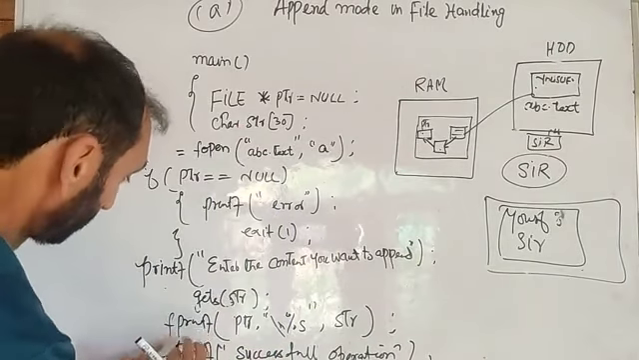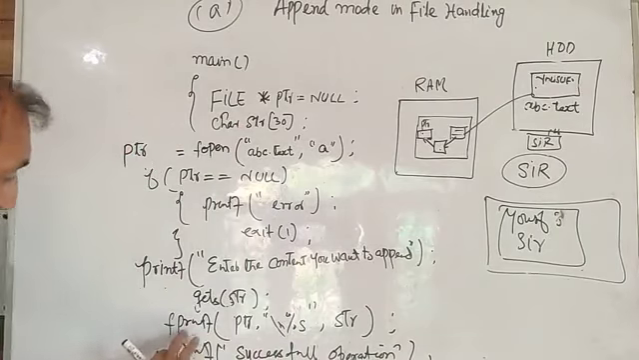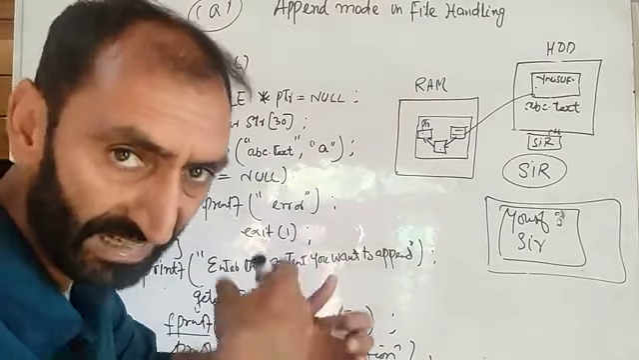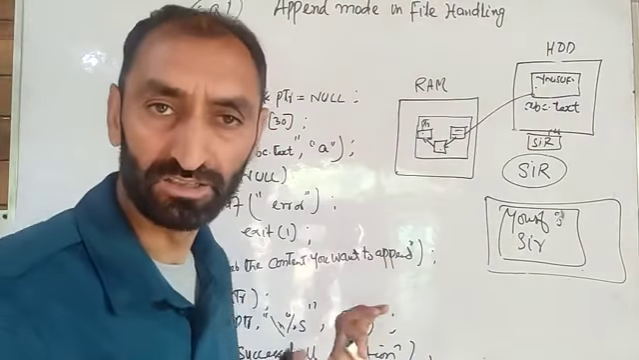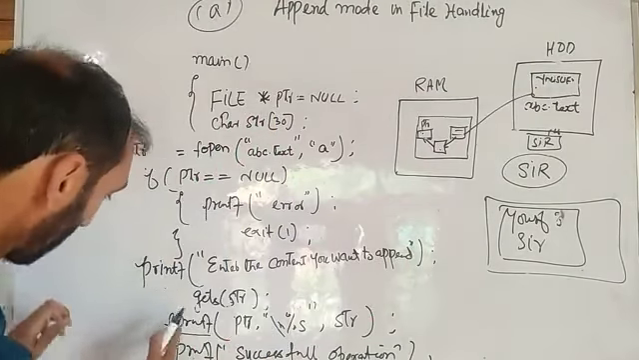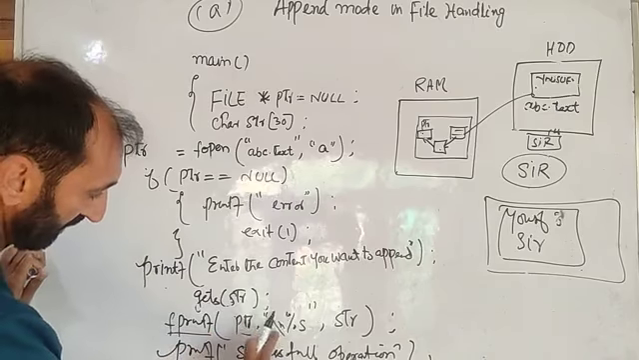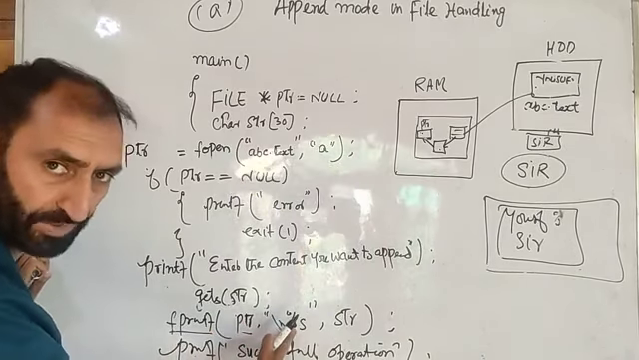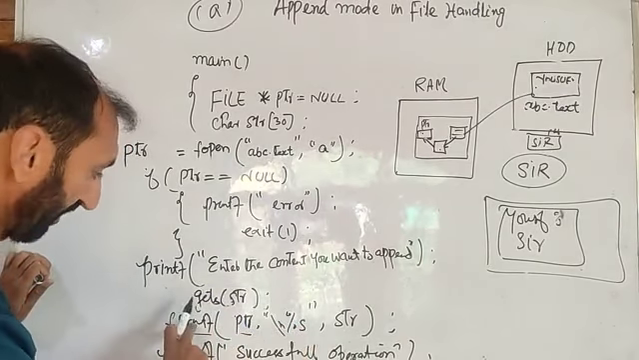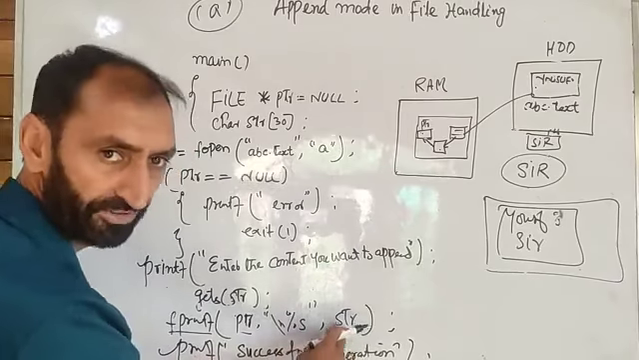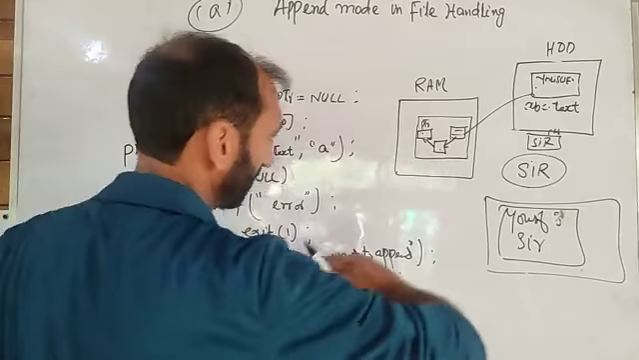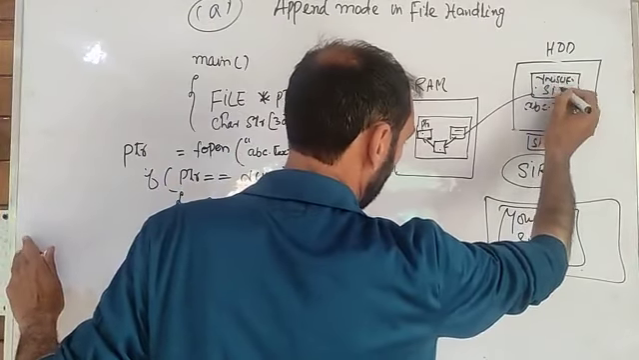After that, this function fprintf is used to write the contents to the file, which we have already discussed in the previous video. Here I have used the file pointer, then the format specifier, because %s is a format specifier for strings, and then str. So by using this function, the contents are going to be added to this file.